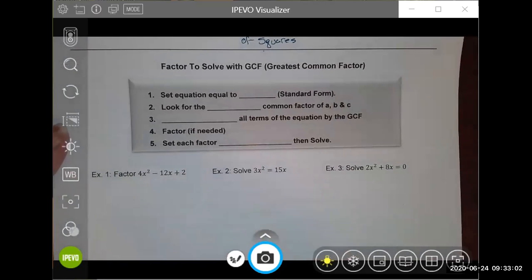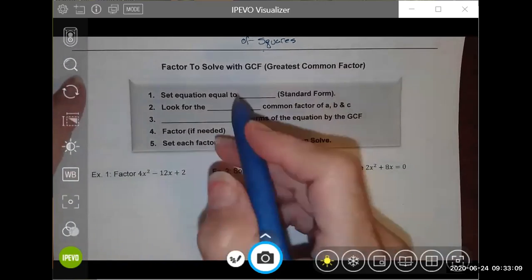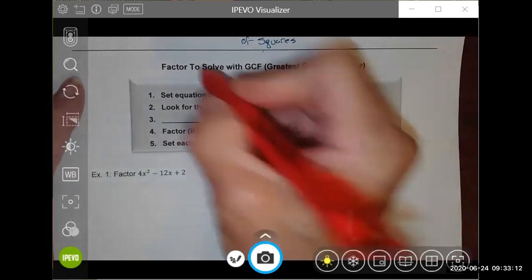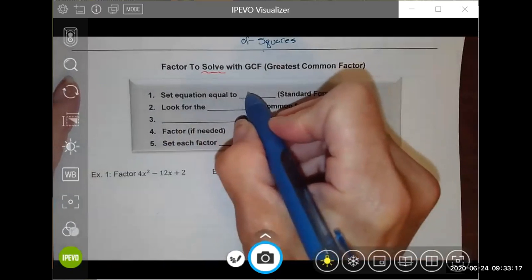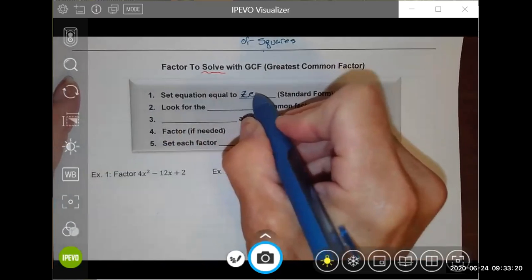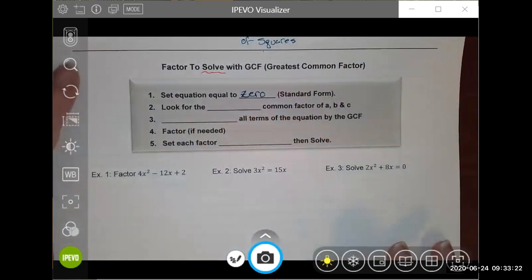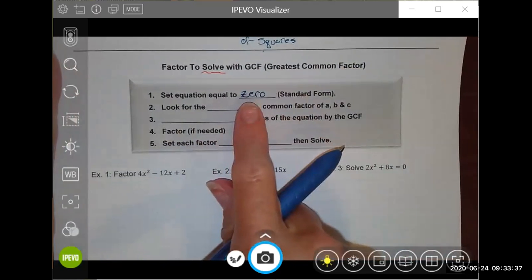There are some discernible steps that we want to go through when solving or factoring using GCF. The first thing we want to do is, since we are solving, set our equation equal to 0. Because if you think back to what it means to solve, when we are solving a quadratic equation, we're trying to find the x-intercepts, the roots, the zeros, the solutions, the place where that parabola crosses the x-axis. The parabola will cross the x-axis when the y value is equal to 0.